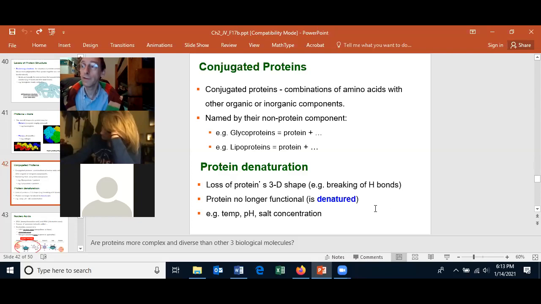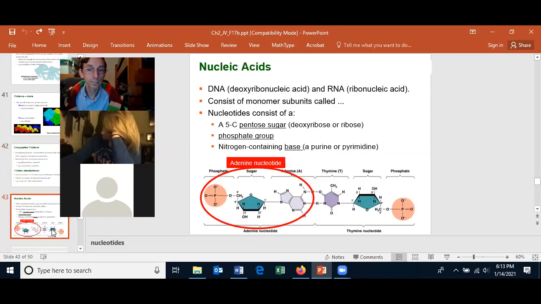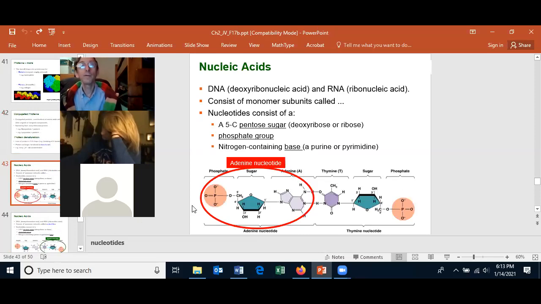All right, any questions about proteins? If not, let's move on to the last of the biological molecules, the nucleic acids. There are two nucleic acids you need to know about, DNA and RNA. DNA stands for deoxyribonucleic acid. RNA stands for ribonucleic acid. They consist of the monomers called nucleotides.